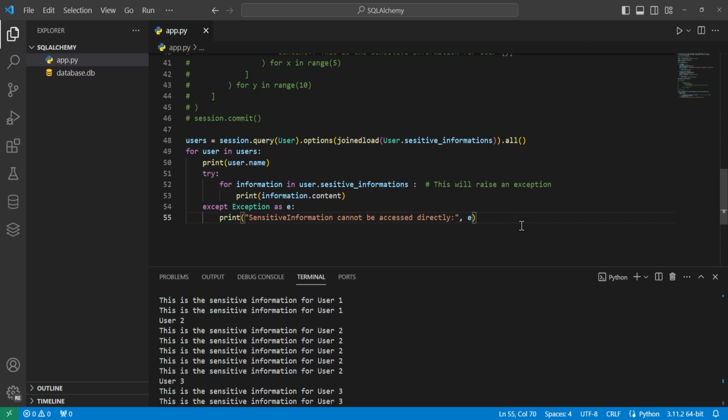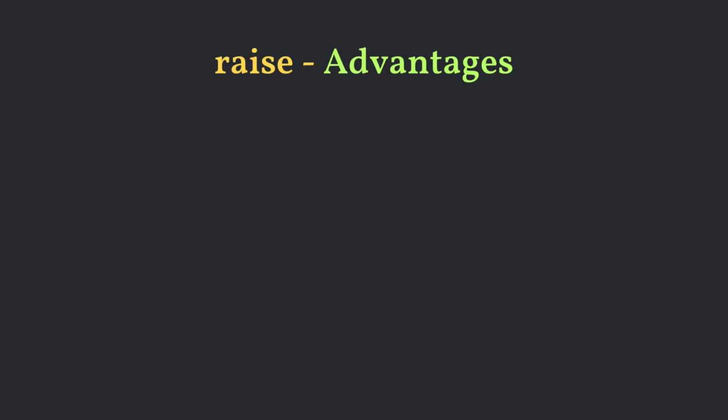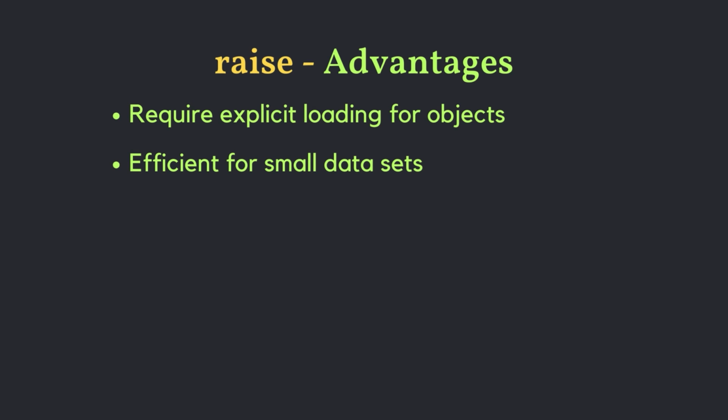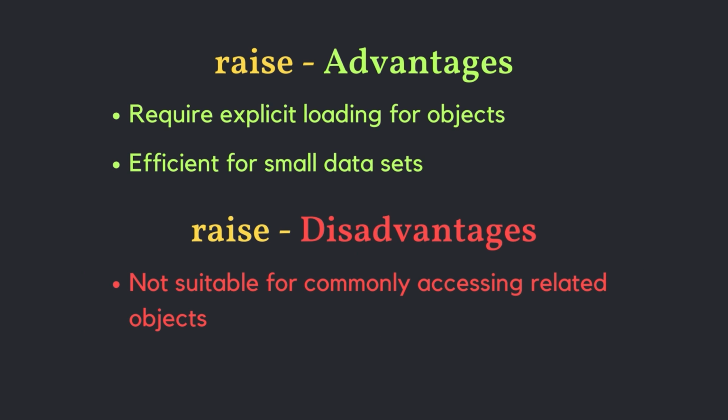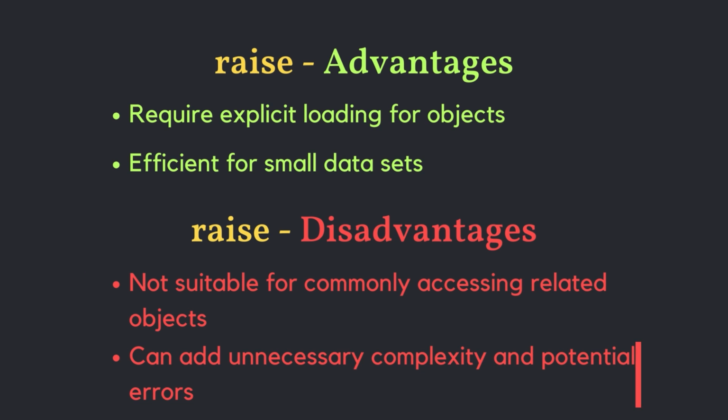One of the downsides to this is that it can lead to frequent exceptions if the relationship is accessed without proper handling. So applications where related objects are commonly needed, like a user's posts, will cause frequent exceptions. Overall, lazy equals raise is good in scenarios where accessing related objects should be done explicitly and with caution, such as when dealing with sensitive data. It's not suitable for situations where related objects are commonly accessed and are not sensitive, as it adds unnecessary complexity and potential for errors.